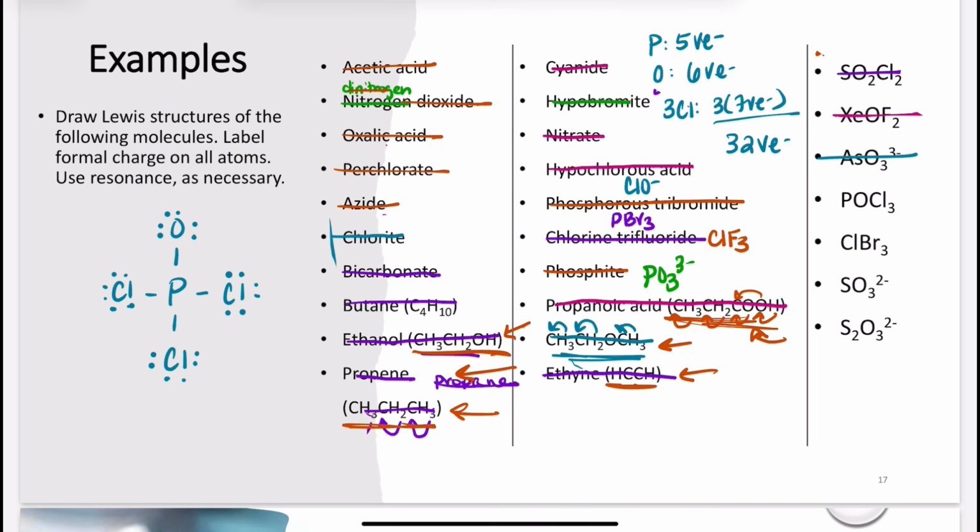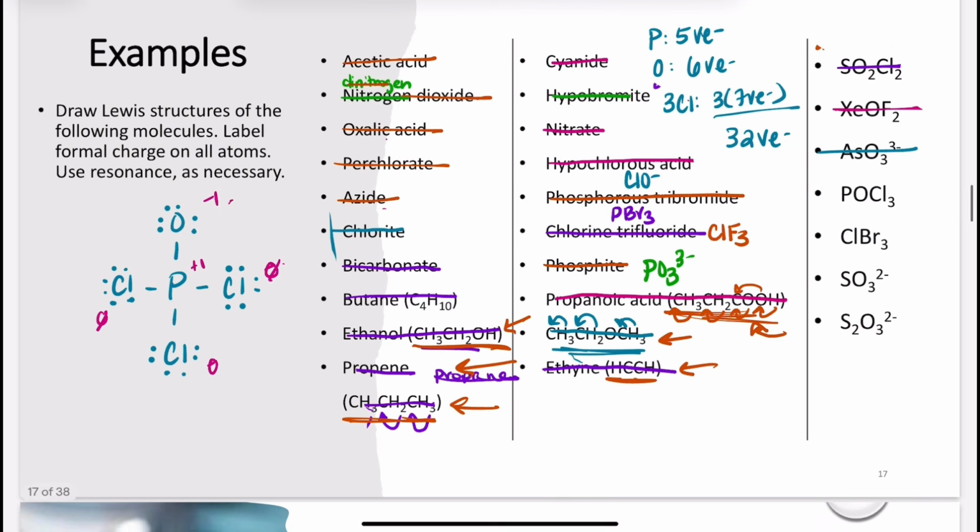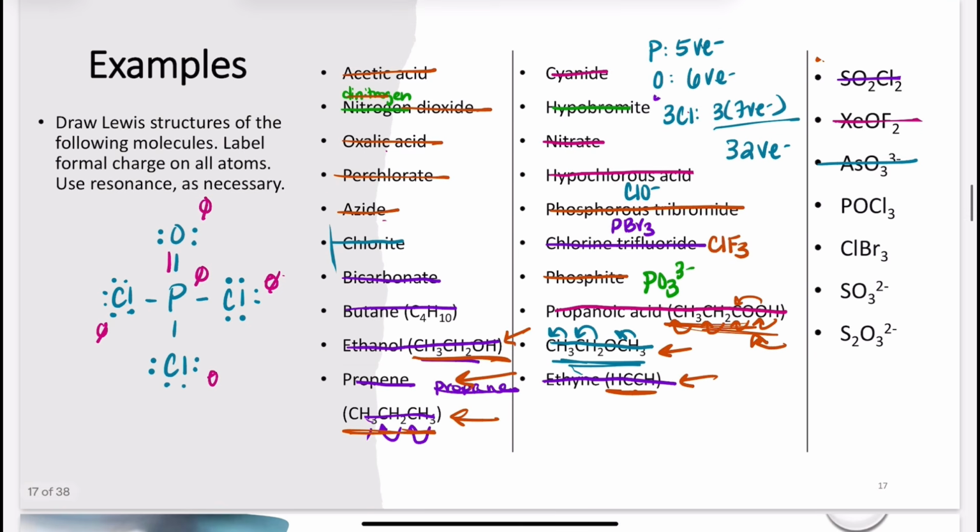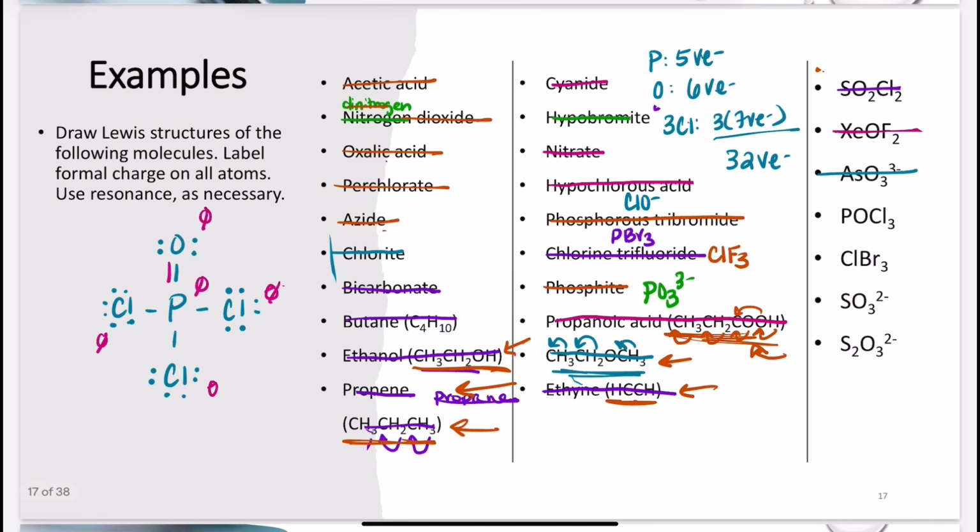Everyone has their octet. All my electrons are used up. My central atom has an octet. Let's check the formal charge. Zeros here. I was thinking about oxygen and writing. There you go. Zeros here. -1 on the oxygen, plus 1 on the phosphorus. But I can fix that. Double bonded here. Everything is 0.